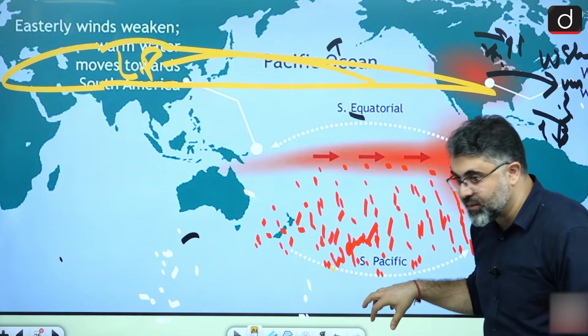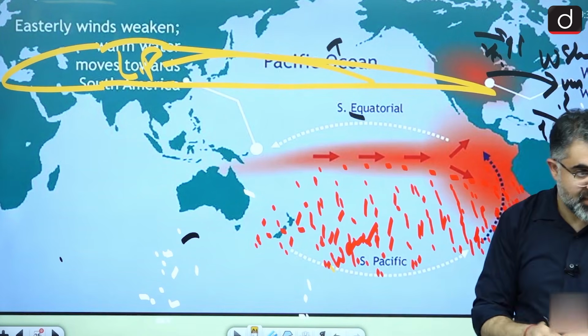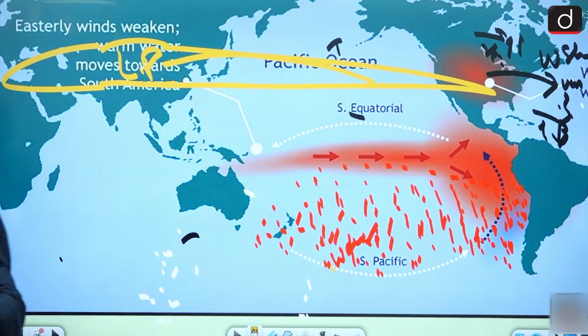What about southern hemisphere? क्या होना चाहिए? High pressure. Now, what will be the effect? आप बताइए क्या होगा? Low pressure बनेगा. कहां पर? Southern hemisphere में. Why low pressure in southern hemisphere? Because there is warm water.